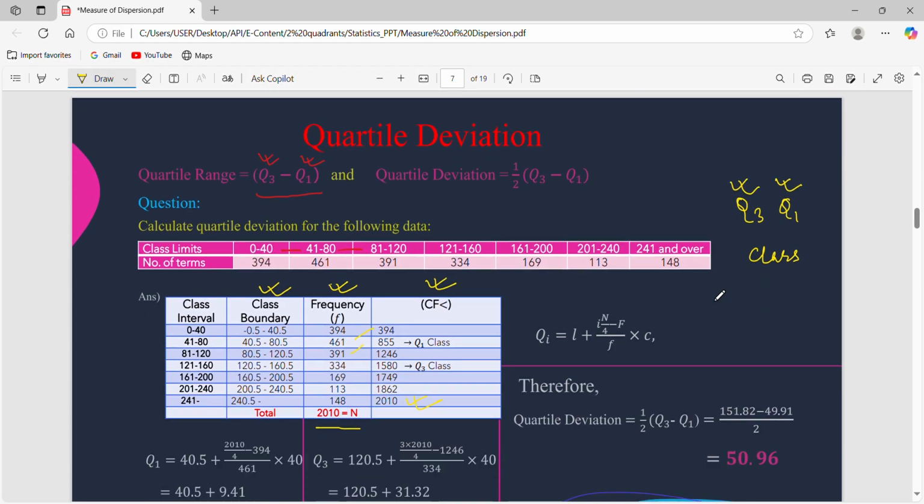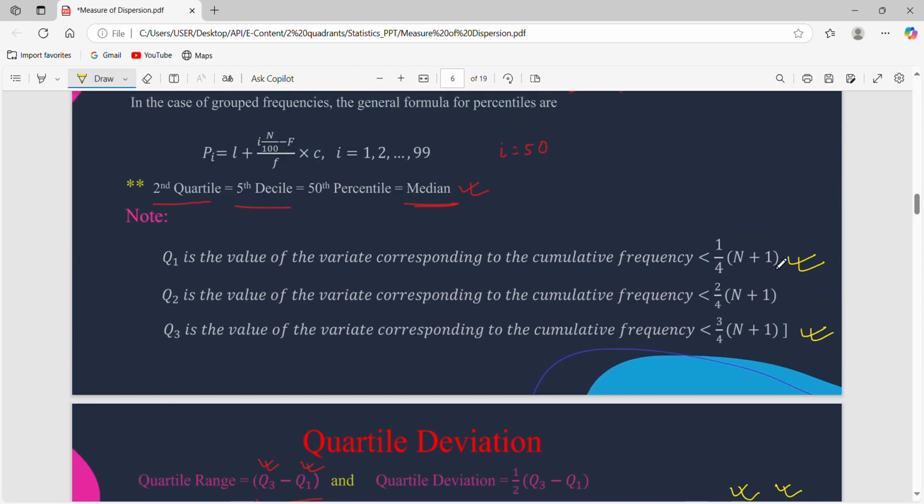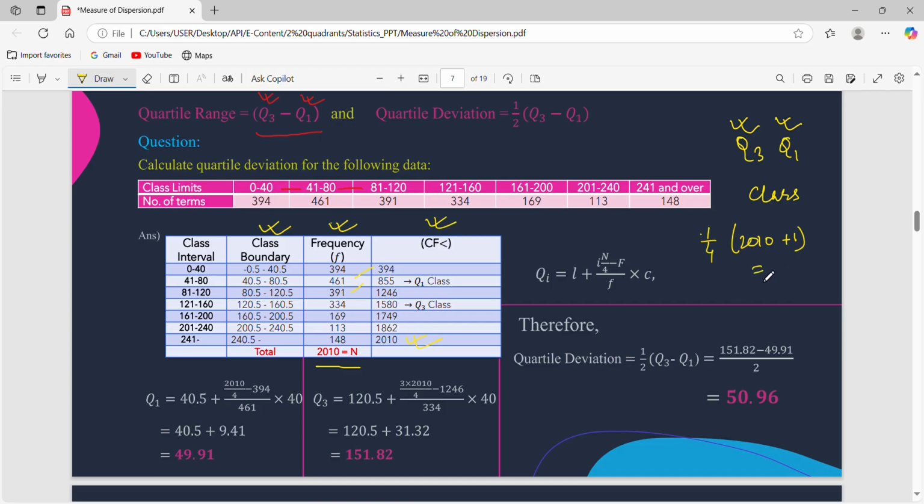For finding Q1, what is the value? Q1 means 1 by 4 into n plus 1, so 2010 divided by 4, plus 1. Suppose we get 515. We have to check the next value after 515 in the cumulative frequency column. What is the next value? Just after 515, the value is 855. So this is your Q1 class.